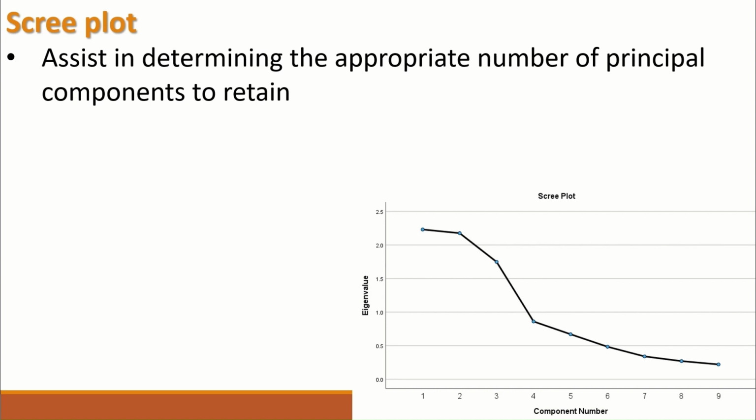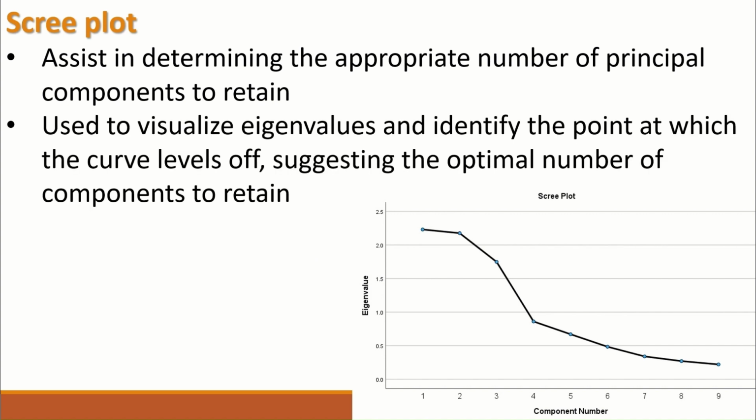The next slide shows the scree plot. The scree plot assists in determining the appropriate number of principal components to retain from the analysis. It is used to visualize the eigenvalues and identify the point at which the curve levels off, suggesting the optimal number of components to retain. In this graph, the x-axis is the component number and the y-axis is the eigenvalue. The cut point for the eigenvalue is 1, and there are three major components, 1, 2, and 3.